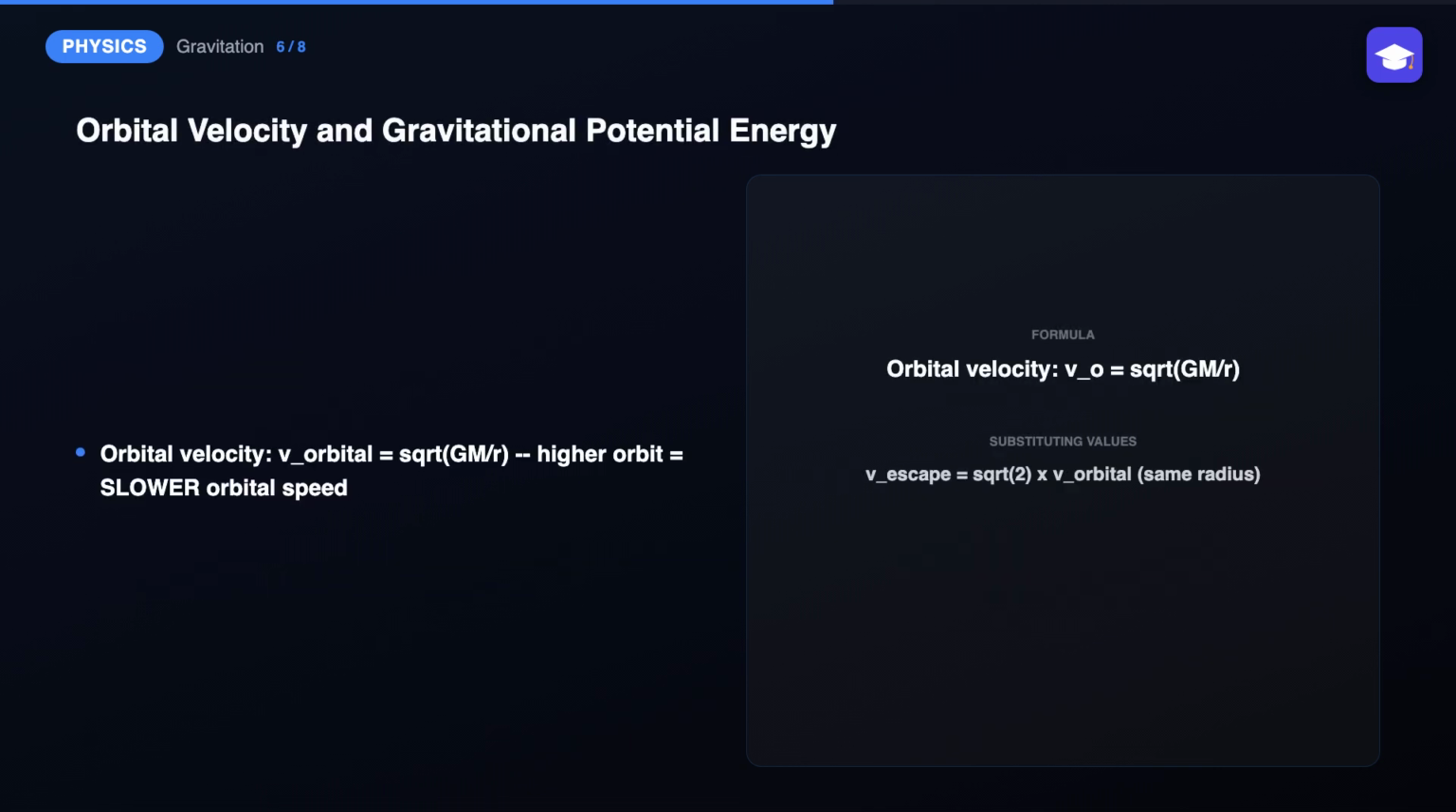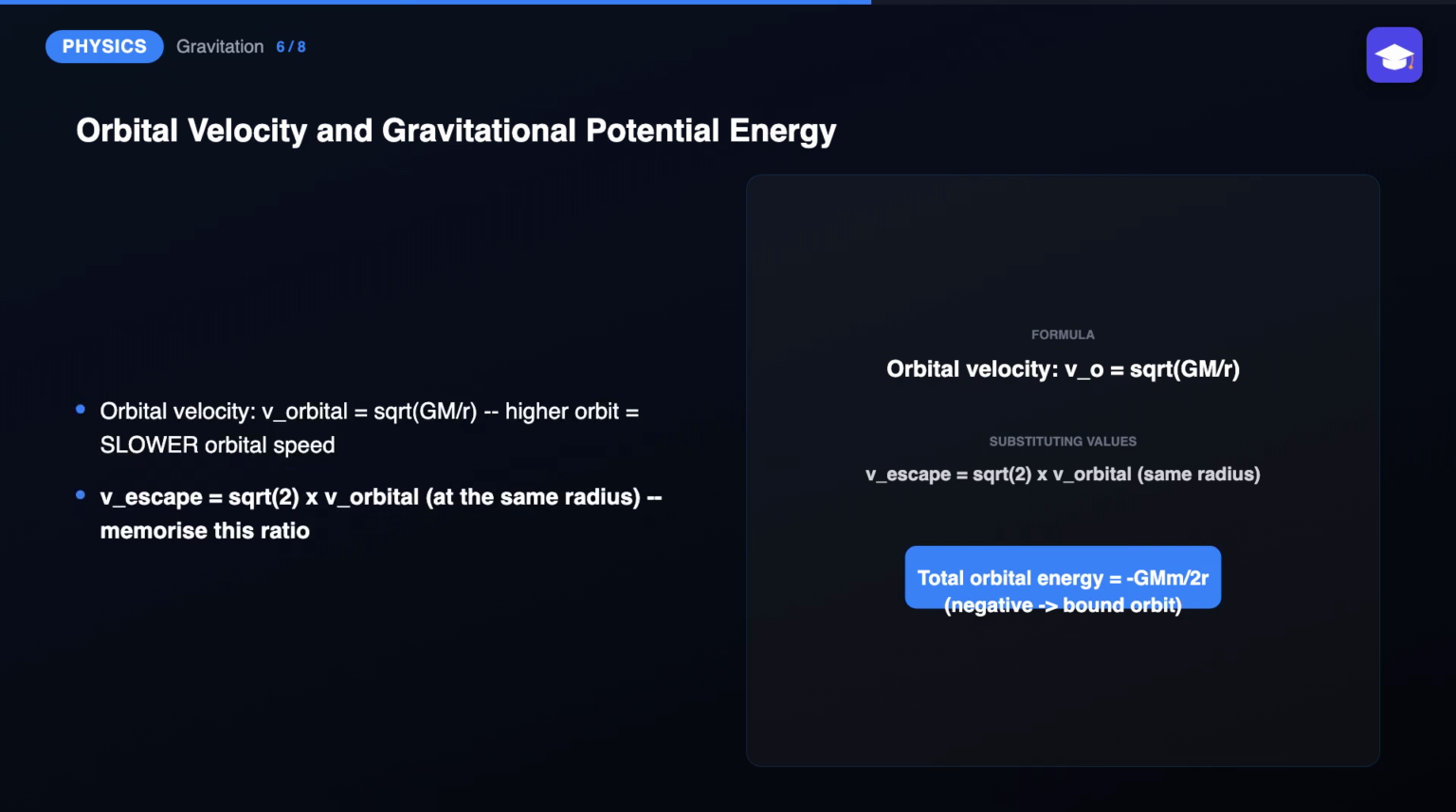Orbital velocity is the specific speed needed to maintain a stable circular orbit at a given radius, found by equating gravitational force to the required centripetal force: GMm over r squared equals mv squared over r. Solving for v gives the square root of GM over r. Notice this decreases as orbital radius increases. Satellites in higher orbits genuinely move slower, not faster.